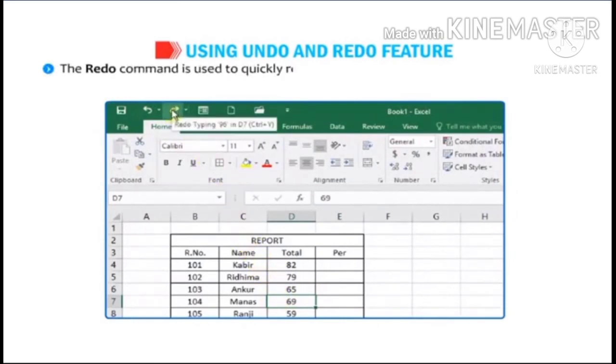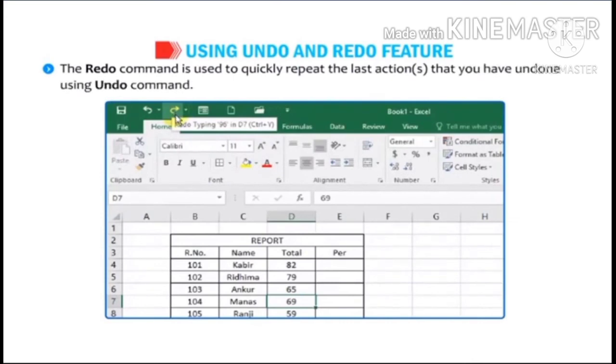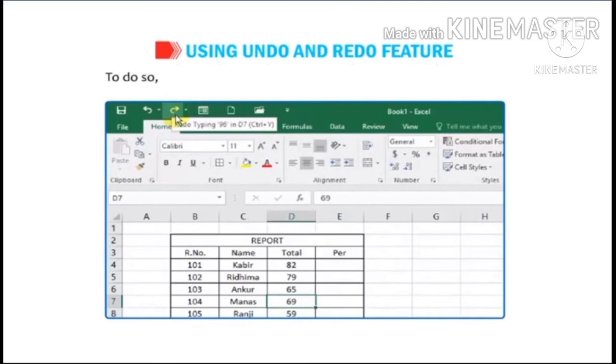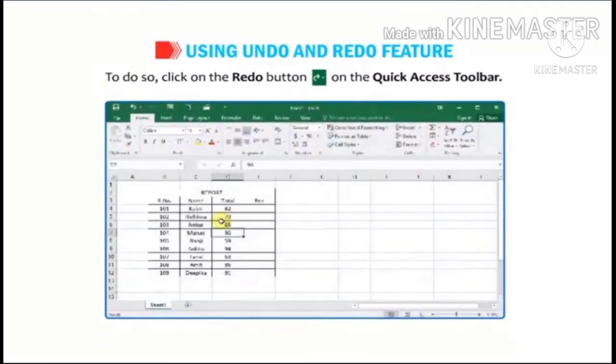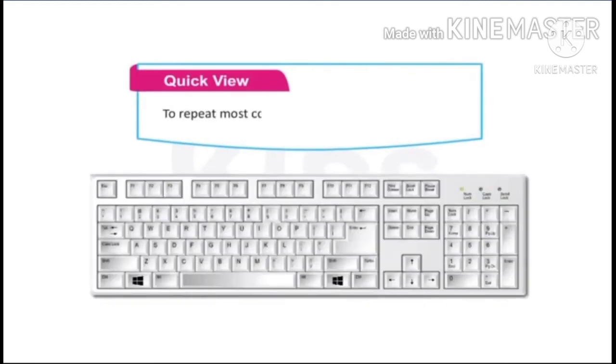The redo command is used to quickly repeat the last actions that you have undone using undo command. To do so, click on the redo button on the quick access toolbar. Students, let's have a quick view. To repeat most commands or actions, press F4 key.